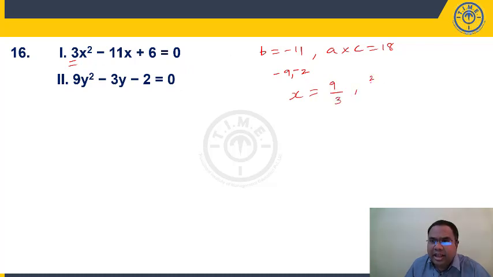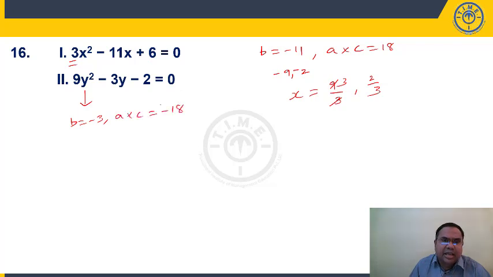So 9 by 3, comma 2 by 3. So what are my roots? 3, comma 2 by 3. Now just look at these students. B is equal to minus 3. A into C is minus 18. Right, so 9 into minus 2 is minus 18, B is minus 3.